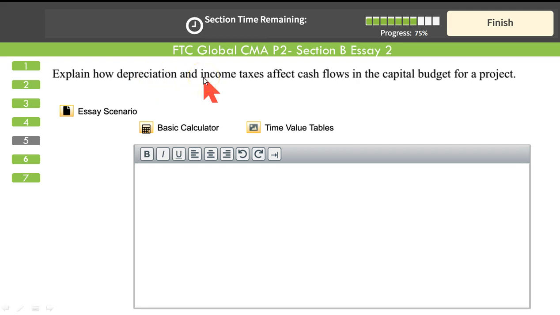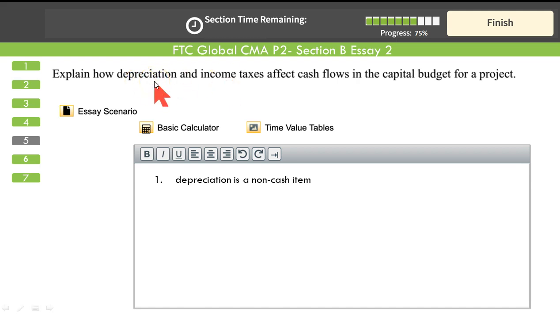Then, income taxes cannot be ignored. You can't ignore death and taxes. These are the two inevitables, death and taxes. Income taxes cannot be ignored. Cash tax payments must be considered as an outflow in our project. Right? So income taxes and depreciation, they are both considered.